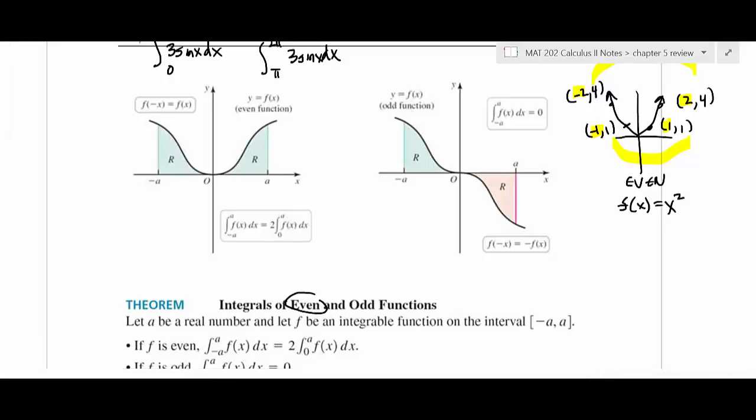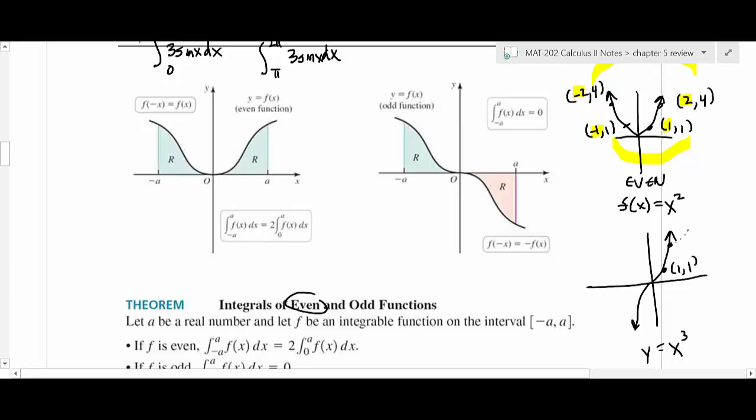However, if you have an odd function, it works like this. The simplest example for an odd function would be y equals x to the third, where you have something that kind of looks like this. Points on this function would be like 1, 1. You would have a point 2, 8. 2 to the third is 8.